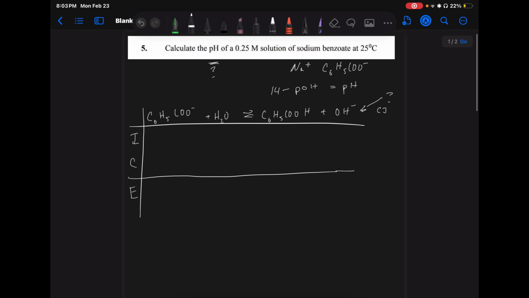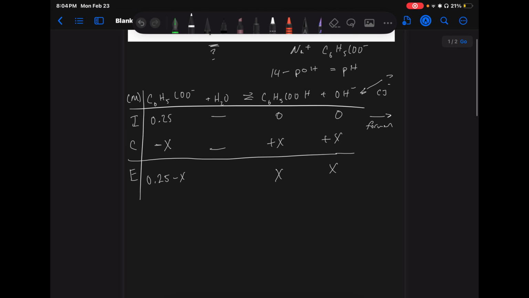Now we'll start filling this in. We have the units, which is molarity, or moles per liter. We start with 0.25 M of the solution. We don't have to worry about the water, and we start with 0 products. With 0 products, the reaction is going forward. That means the changing concentration for the reactants will be negative, so negative x, and for the products it will be positive, so positive x, positive x. So this would be x, x, and 0.25 minus x.